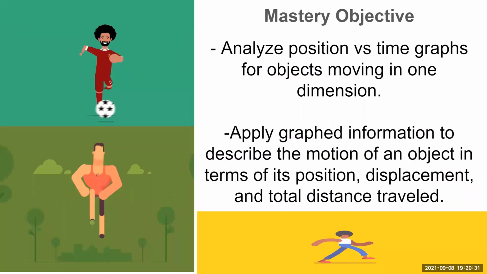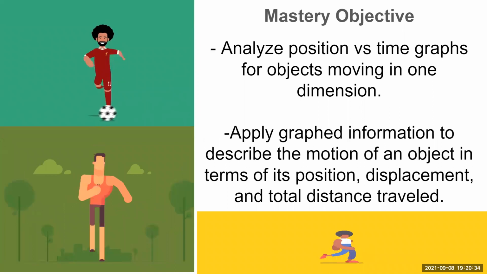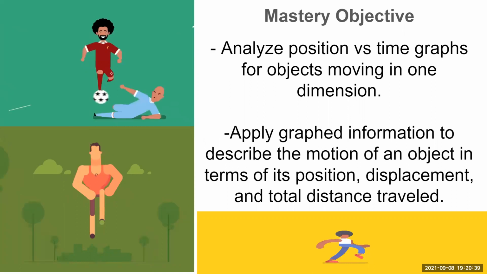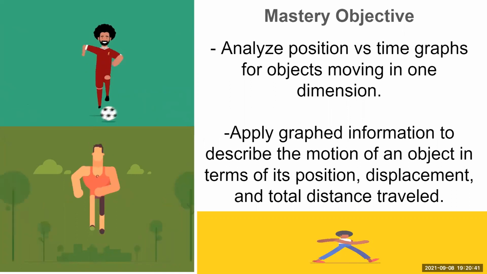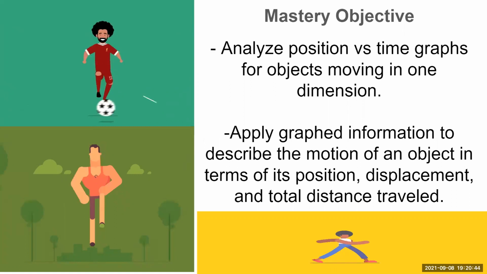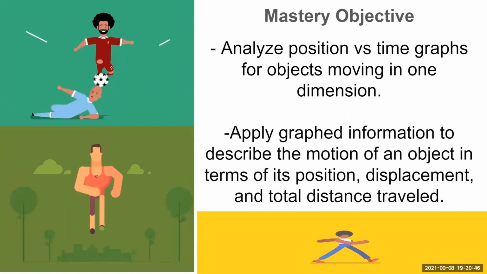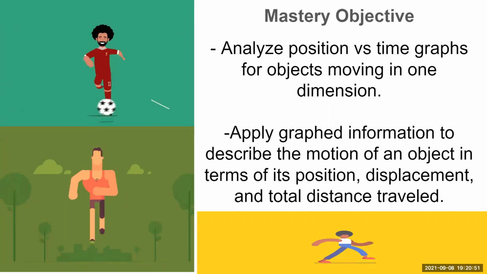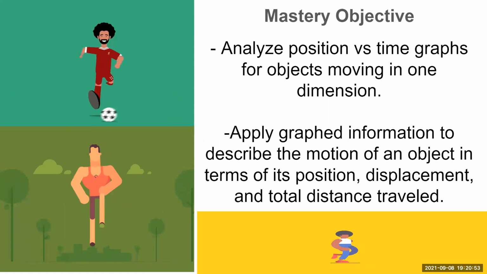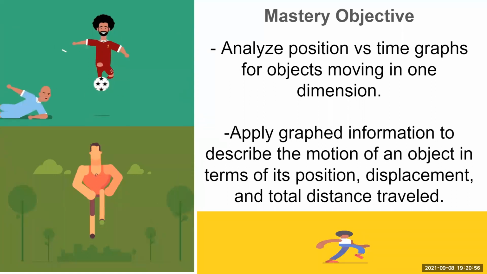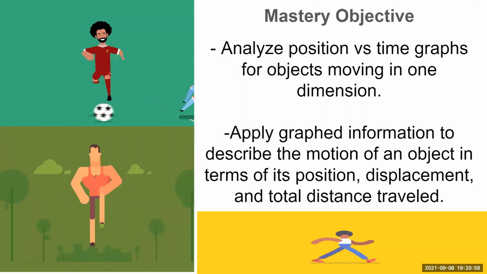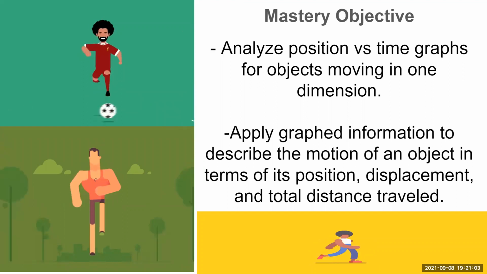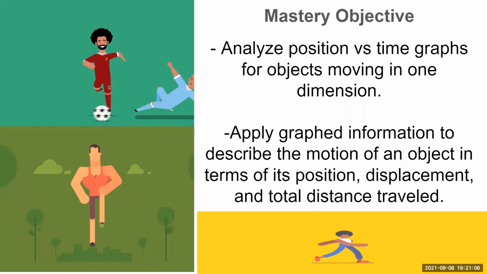So our mastery objectives for today, we have two of them. By the end of the period, you should be able to analyze position versus time graphs for objects moving in one dimension, and you should be able to apply graphed information to describe the motion of an object in terms of its position, displacement, and total distance traveled. We didn't quite get to these mastery objectives in our lesson today. We started working on our definitions and the background knowledge and foundations that we need to do this. So we'll really look at completing these mastery objectives tomorrow in class.